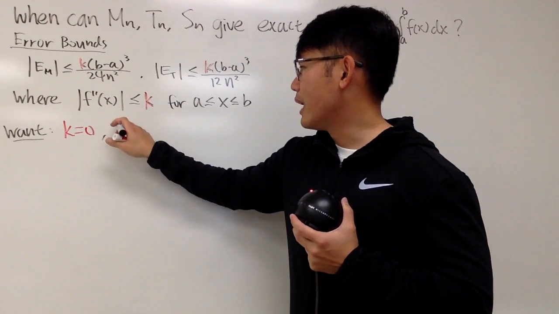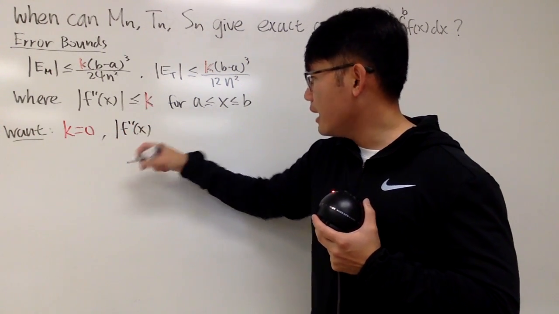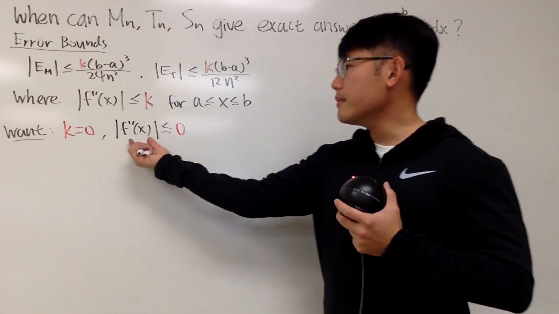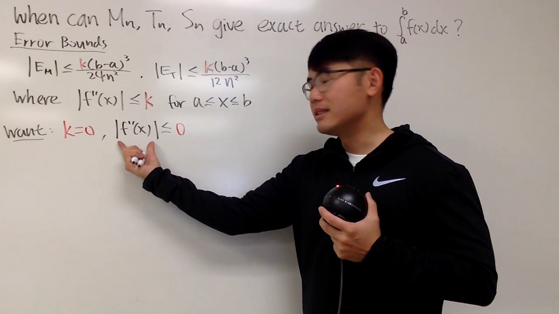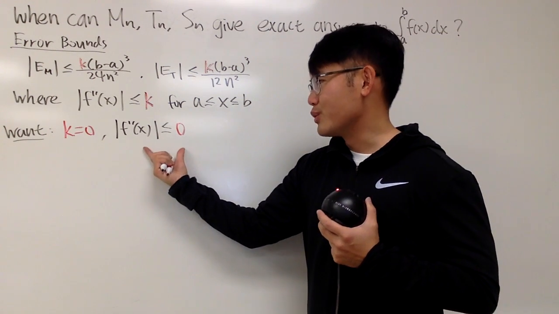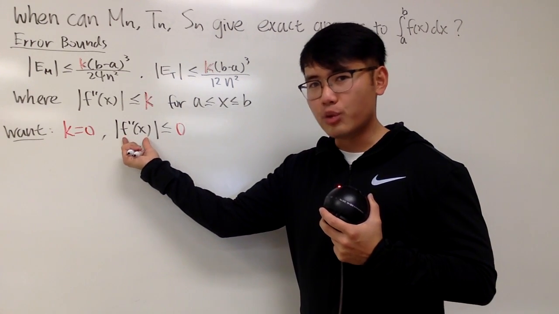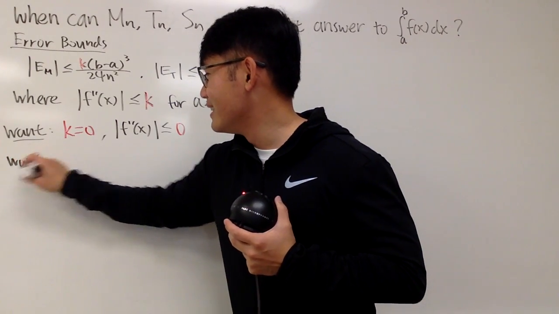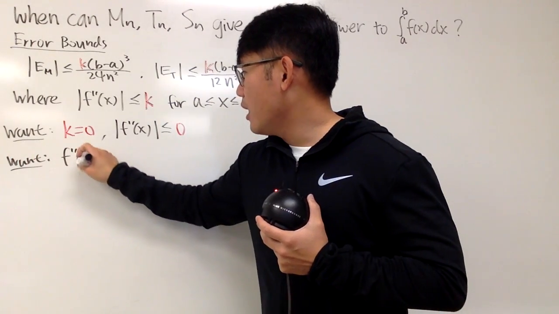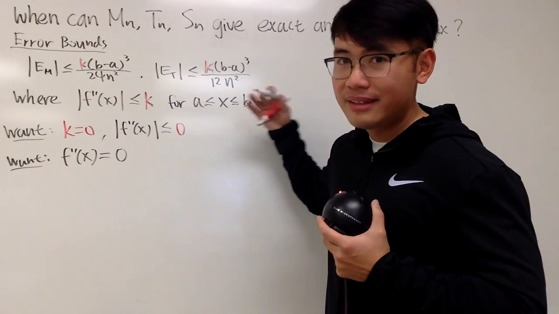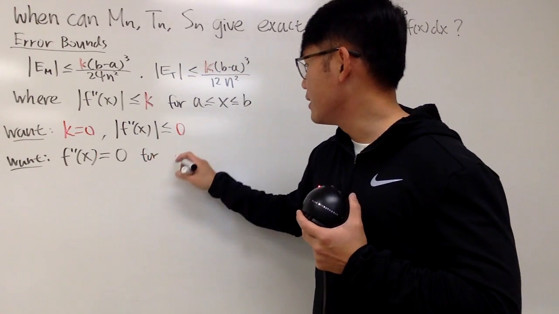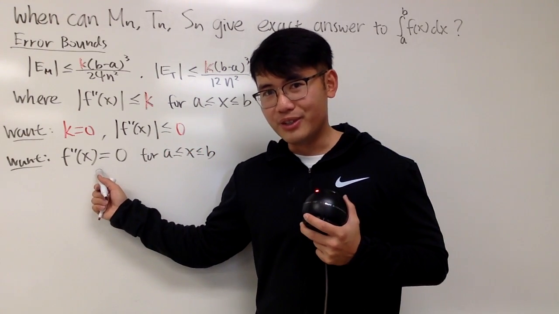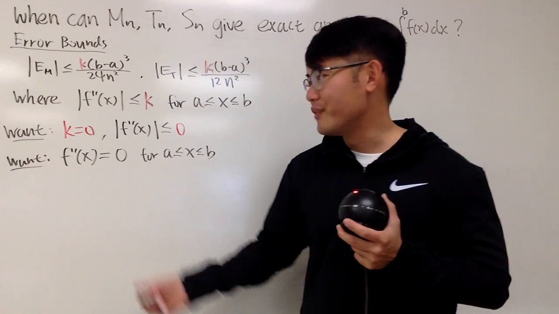And what you need to solve now is, you put k equals 0 right here. In other words, you want the absolute value of the second derivative of the function to be less than or equal to 0. And because you're talking about the absolute value, this is not going to be negative. The only way this inequality is true is when you have the second derivative being exactly 0. So in other words, you really want the second derivative of the function to be 0 on this interval, for the x values from a to b. This is the condition.